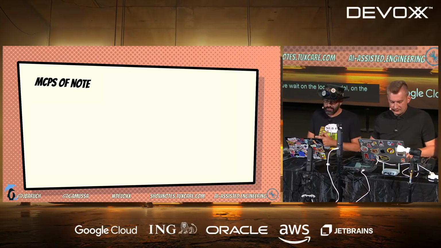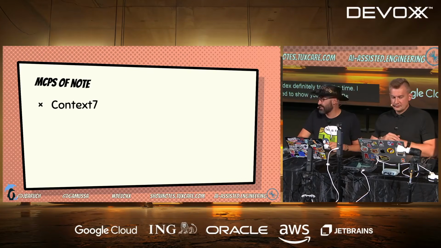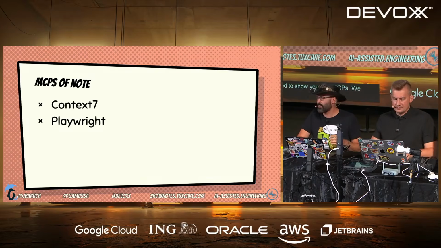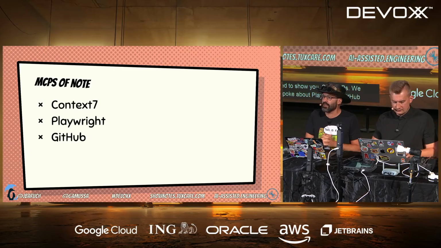So while we wait on the local model, on the poor Grok to fix something, and Codex definitely takes the time, I have a couple more slides that I wanted to show you. So MCPs. We spoke about Context 7 extensively. We spoke about Playwright. GitHub MCP is also highly recommended. The only problem with GitHub MCP is that it has 101 commands out of the box, so it will dramatically slow down your tools. Enable what really matters.